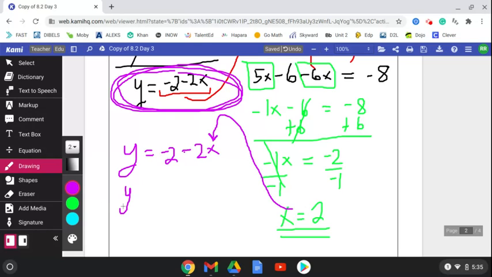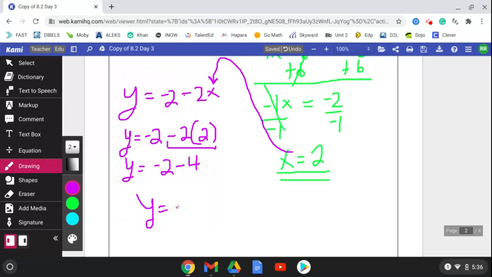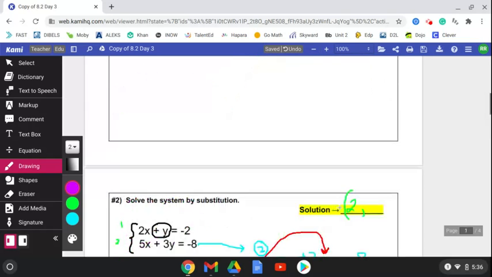Okay, so y is going to be equal to negative 2 minus 2 times x, and x is 2, so I put 2 in for x. And so y is equal to negative 2. What is negative 2 times 2? That's negative 4. And negative 2 minus 4 is negative 6. So x is 2, y is negative 6. Okay, so my solution is 2, negative 6.